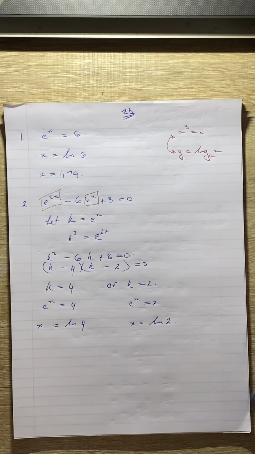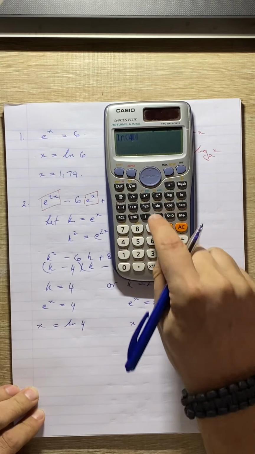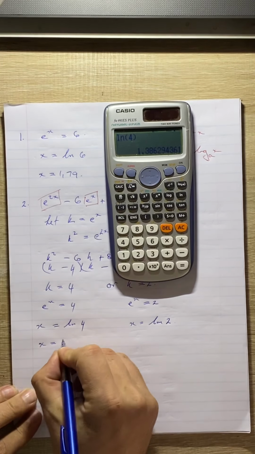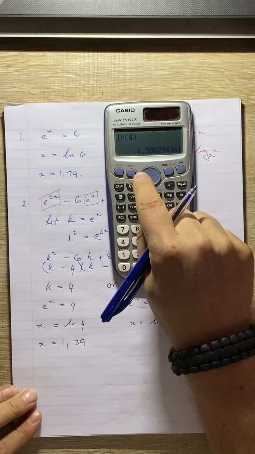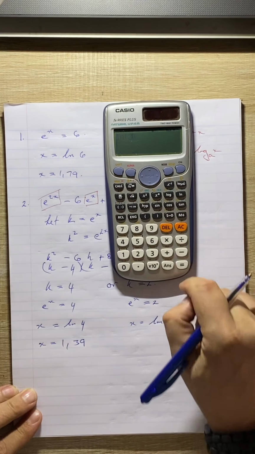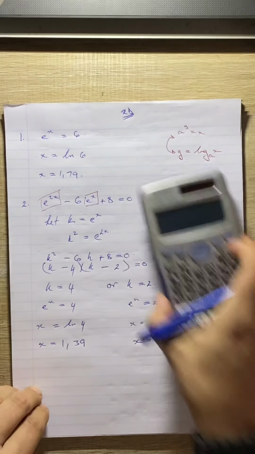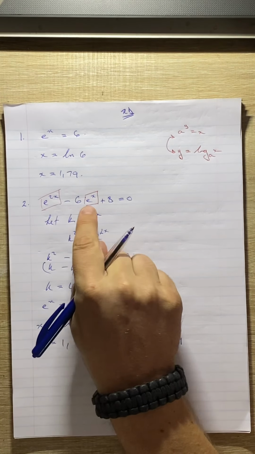All right, so what we're going to do, just on the calculator, ln 4, round that off to 2 decimals, so we get x is equal to 1.39, and then over here we've got ln 2. And we get x is equal to 0.69.